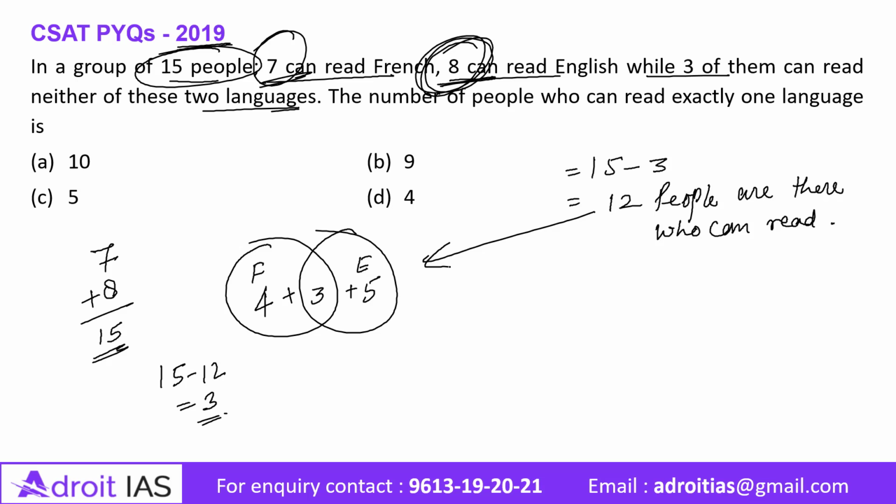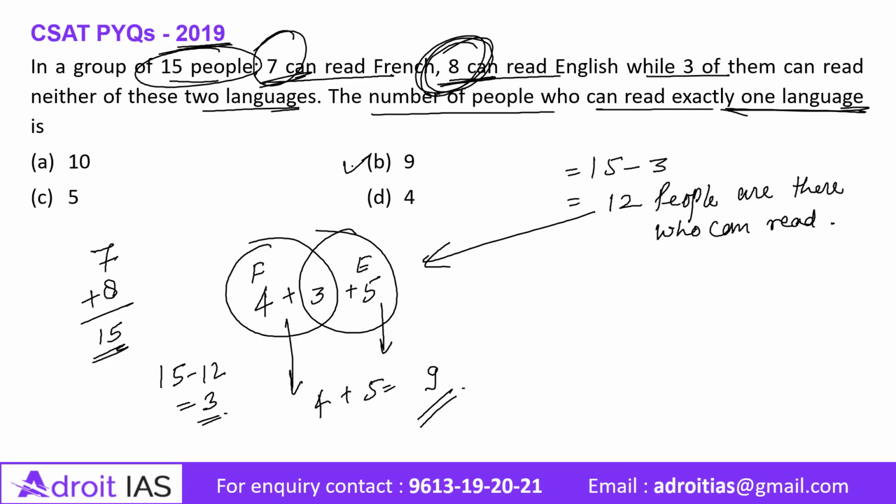Fine. Now what is the question? The number of people who can read exactly one language. So 4 can read only French and 5 can read only English, right? So 4 plus 5, 9 people are there who can read exactly one language. Fine everyone? Okay. So the correct answer is 9, right? 9 people are there who can read exactly one language. Clear? Alright. Now let's talk about the next question.